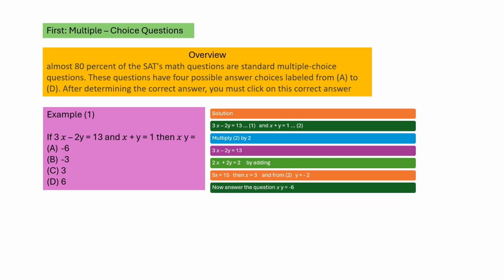Now we look at the question. We can underline this requirement or circle it. So xy: you multiply 3 times negative 2, which is negative 6. So the final answer will be choice A.